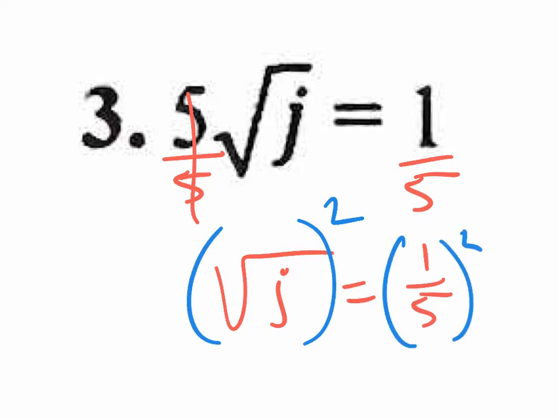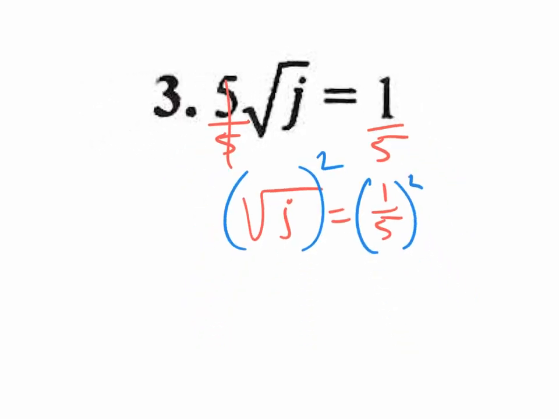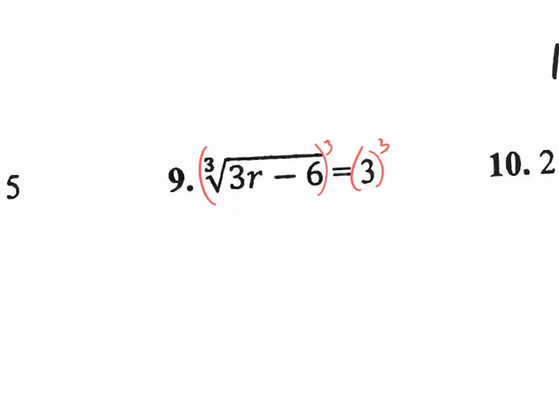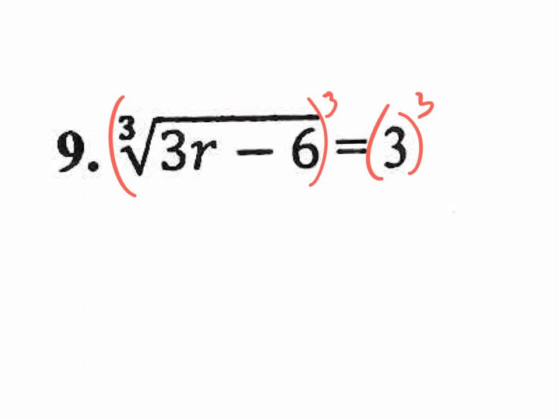Yep, power of 2. So again, I don't want to do each problem for you, but I do want to get you used to, okay, I need to isolate the radical first, and then once it's isolated, I need to get rid of that radical by applying a power on both sides. You guys get it? Okay, and of course, check your answer.